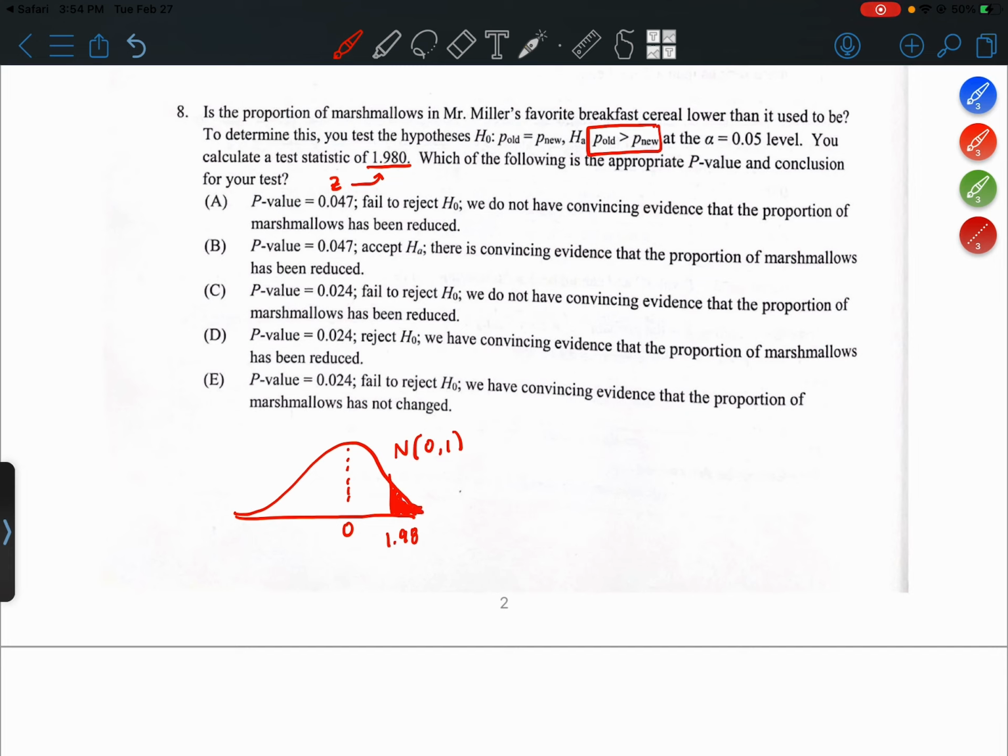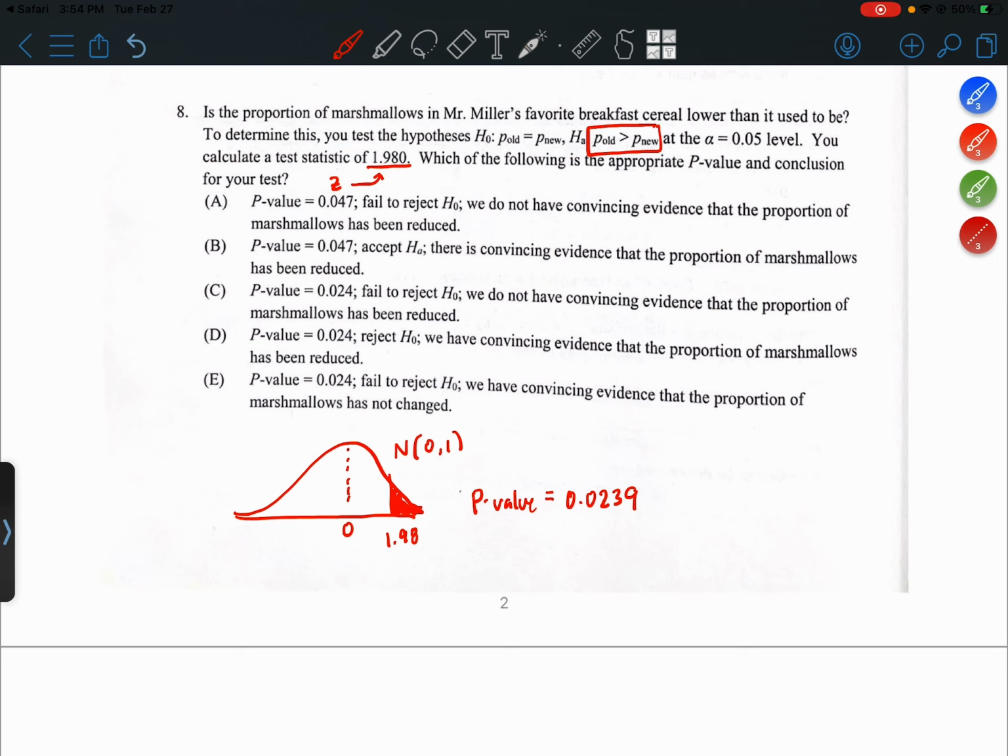p-value. Okay, so I'm just going to use my calculator, although you could use Table A. So I'm just going to use normal CDF. So second vars, normal CDF, lower bound 1.98, upper bound 99999, mean 0, SD 1, and we get that the p-value is 0.0239.